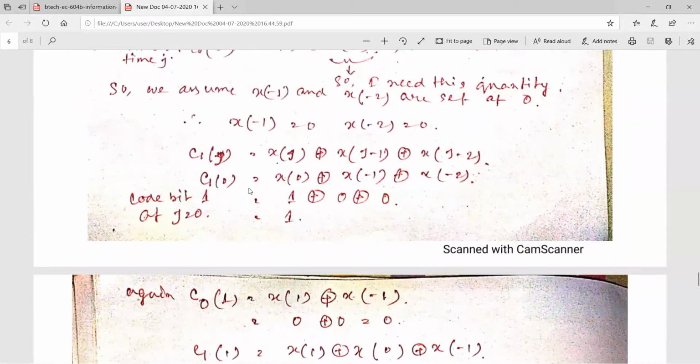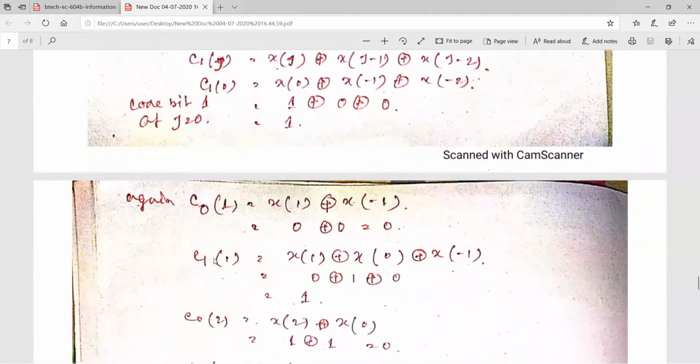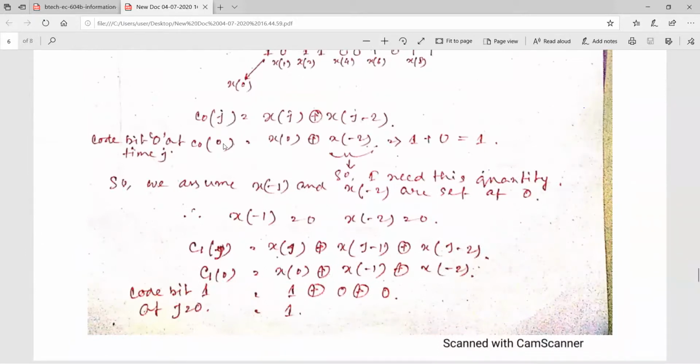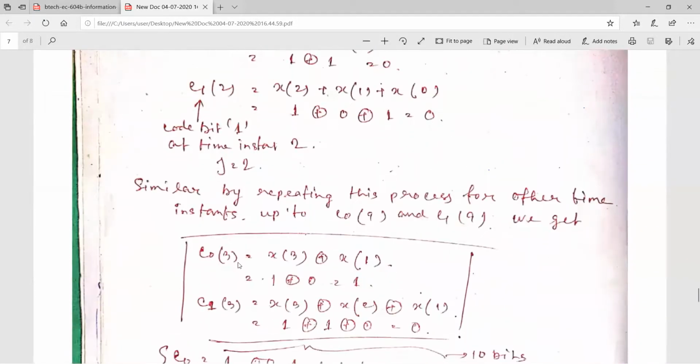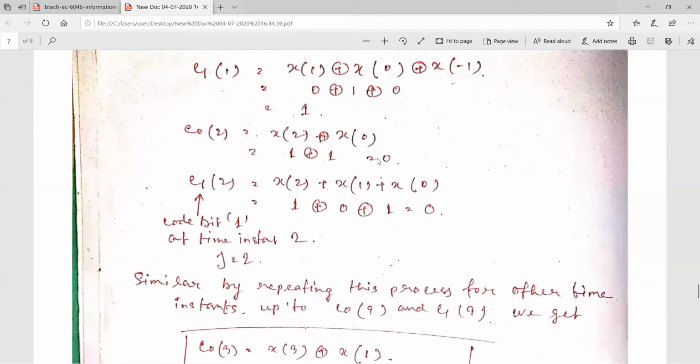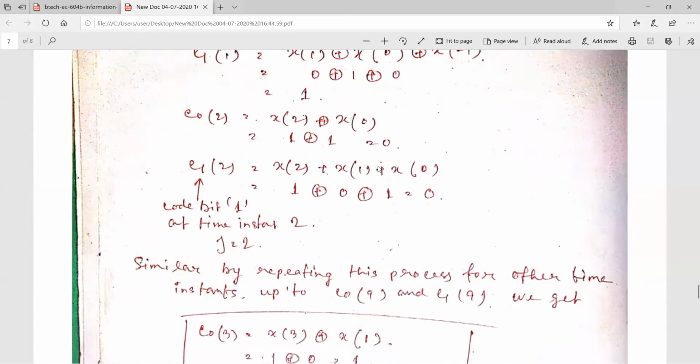The coded bit for 0 and the coded bit for 1, that means C0 and C1, for time instants 0 to 9. So we have to process the other time instants up to C09 and C19. This is the procedure by which we will calculate C0 up to C09 and C19.